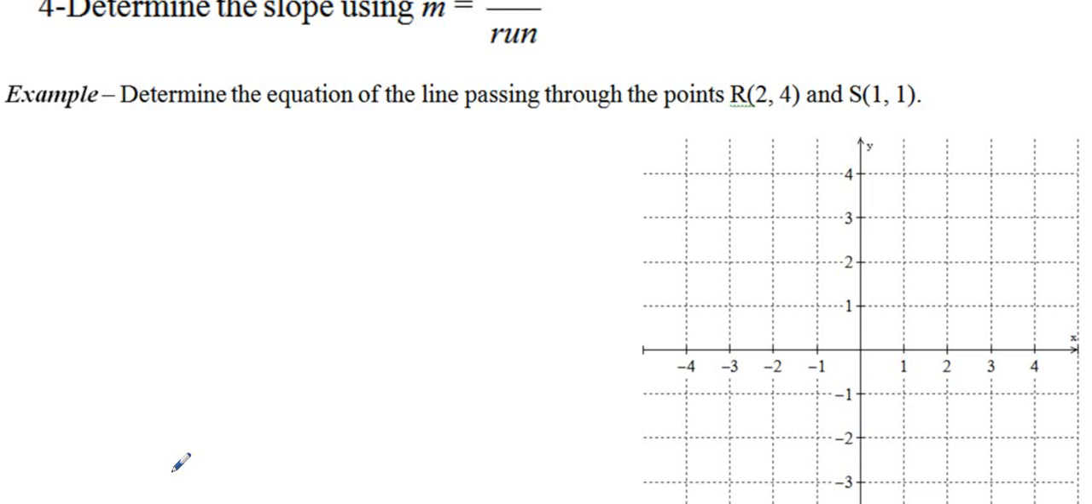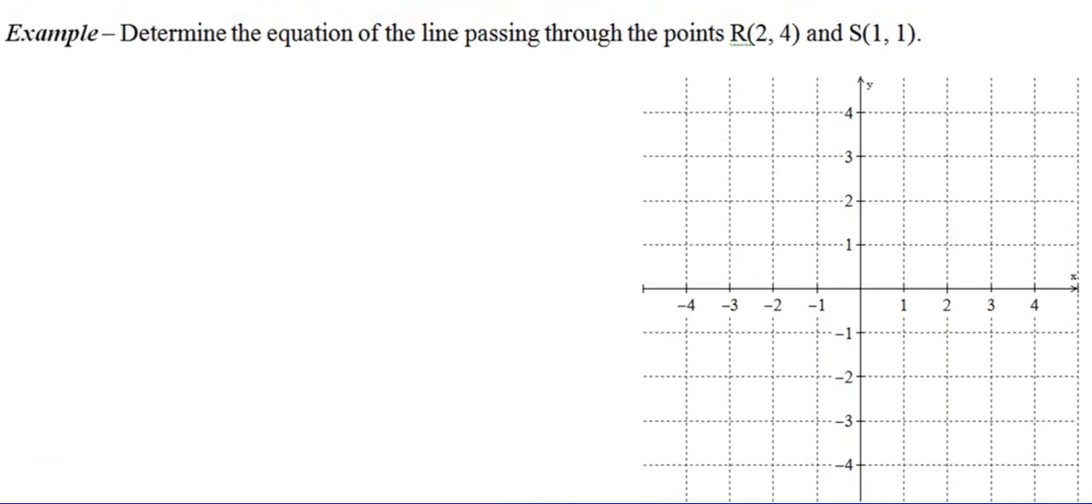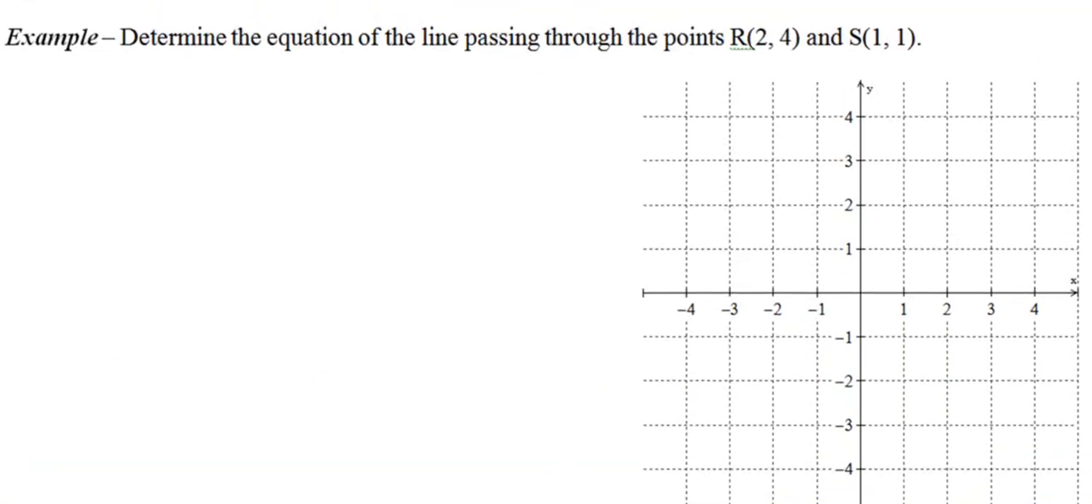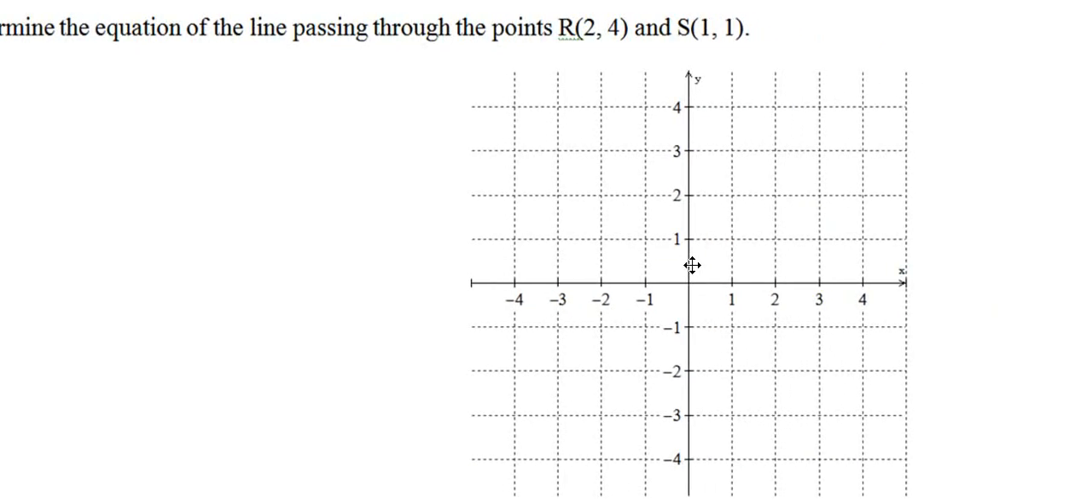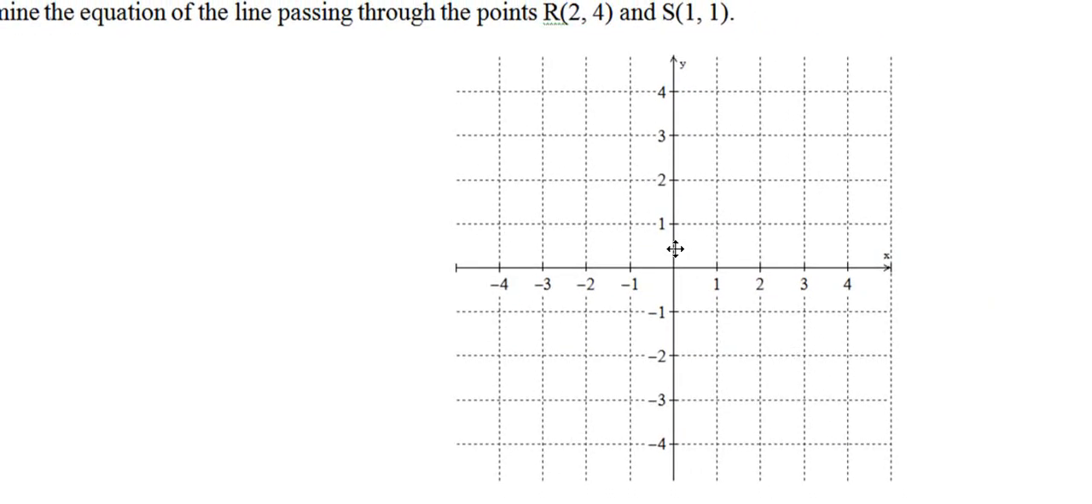All right, so let's try this. Determine the equation of the line passing through the points (2, 4) and (1, 1). So I'm going to go ahead and plot these points. I'm just going to see if I can move this over slightly. There, that's good enough. So (2, 4) and (1, 1). 2, 4 is here, and 1, 1 is here. So we'll call that R (2, 4) and S (1, 1).